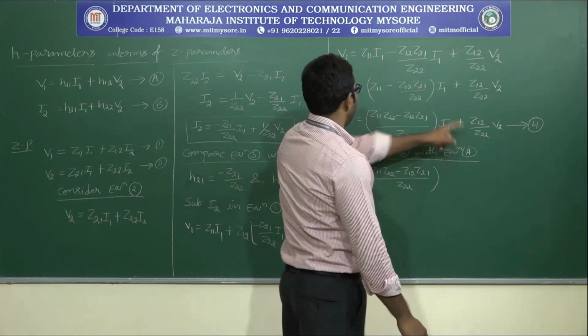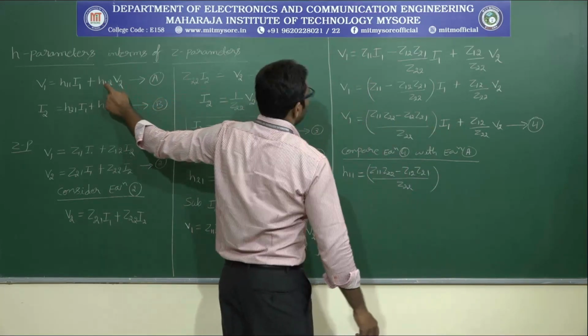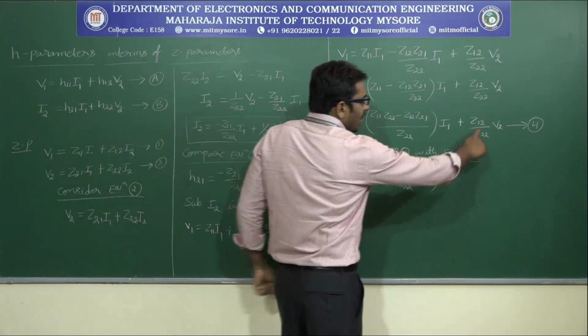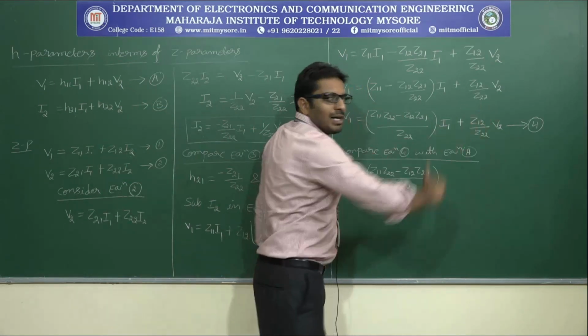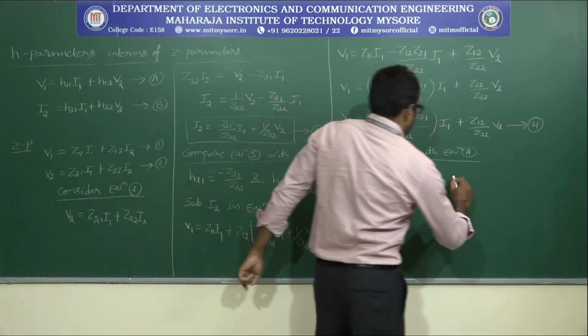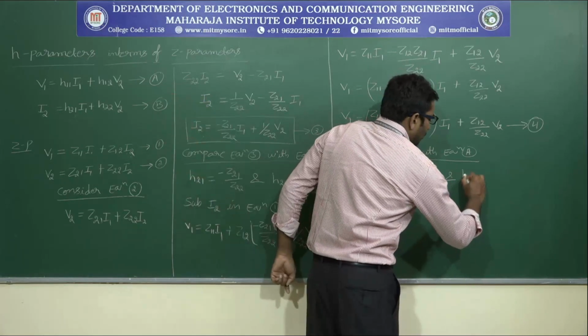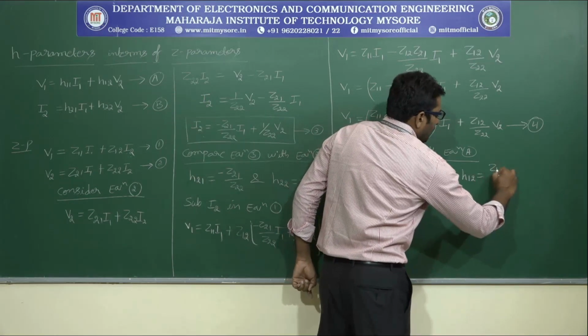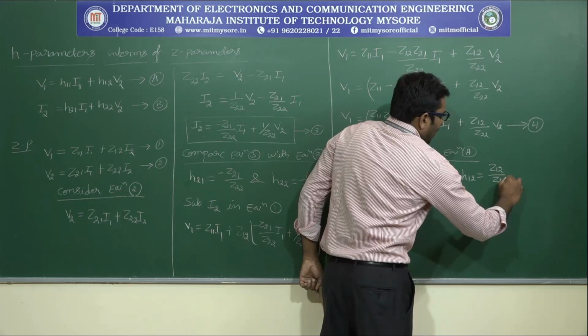What is the other variable? Yes, H12 multiplied with V2, right? Here Z12 by Z22 is multiplied with V2. Therefore, H12 is equal to Z12 divided by Z22.